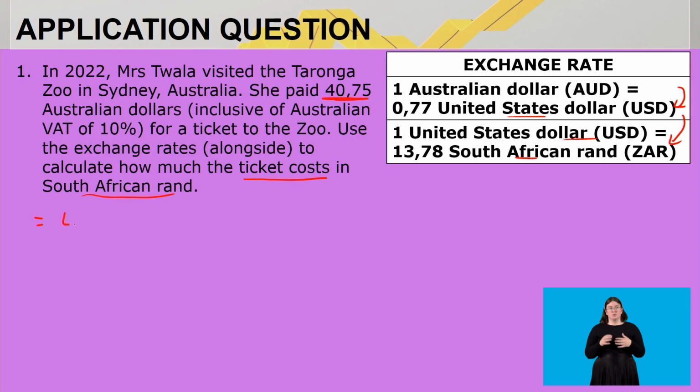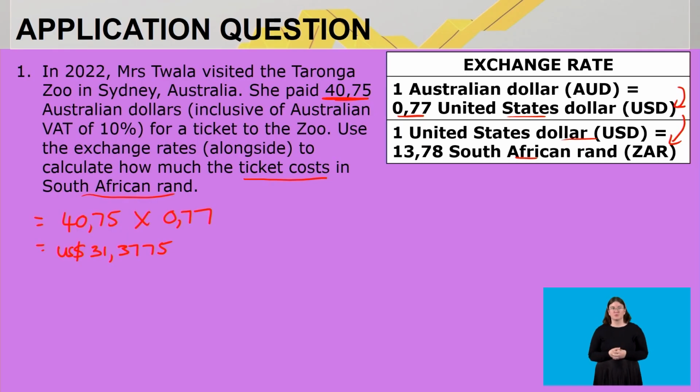So that will be 40.75 Australian dollars multiplied by, now I look at the exchange rate between the two countries here. Okay, so I see I'll multiply that by 0.77 in order for me to see what the ticket will cost in US dollars. Okay, so it's 40.75 multiplied by 0.77. So that will give me, then remember this is now in US dollars, right? That will be 31.3775 US dollars. But our aim is to establish the cost of the ticket in South African rand.